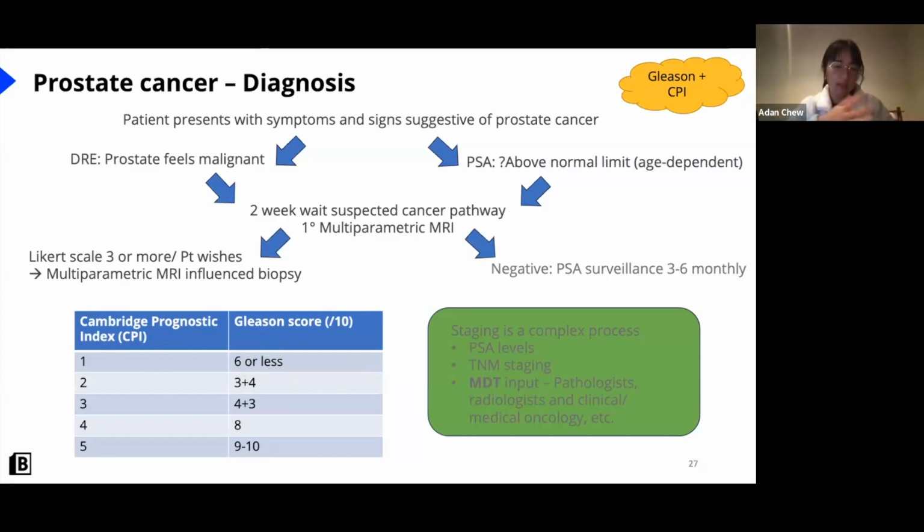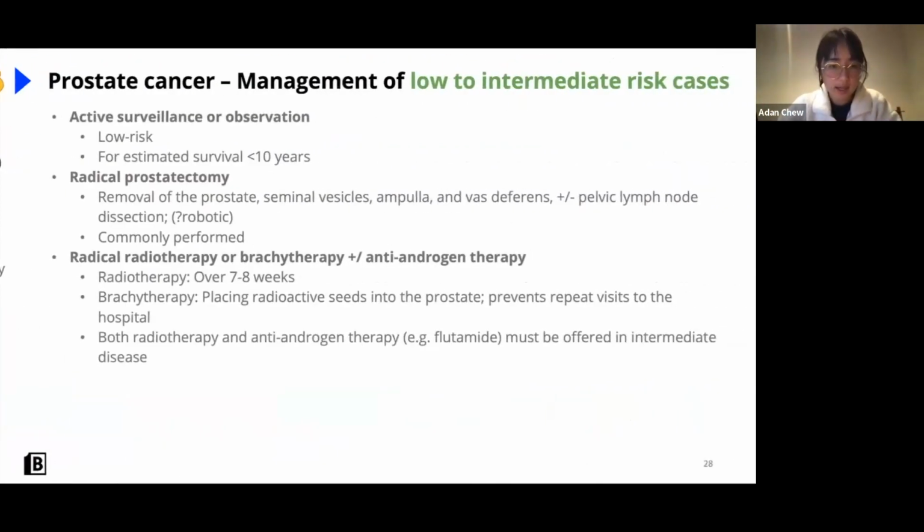And so basically, the higher the number for these groups, you would put them into the Cambridge Prognostic Index, which is something a bit newer, to assess the risk of prostate cancer. So the higher the index is, the higher risk you are for cancers. So 1 is considered low risk, 2 and 3 are moderate risk, and 4 and 5 are high risk. And we'll talk about the management of these different risk groups in the next slide.